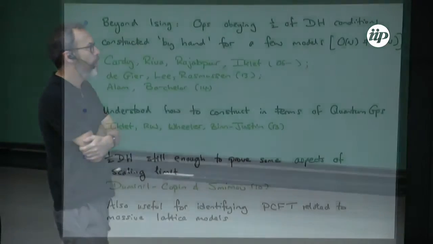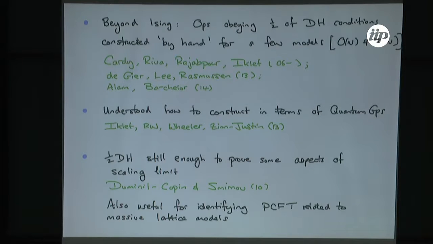So what about beyond Ising? Well, beyond the Ising model, there are a few results, or there were a few results, for operators obeying what I would call half of the discrete holomorphicity conditions. And these were essentially constructed by hand in various lattice models, and the two that were looked at most were the O(N) model and the Z_N model. And it was an understanding that the existence of these half discretely holomorphic operators had something to do with integrability. So you write down a lattice model, you write down a candidate operator, and you can get this thing to obey the discrete holomorphicity conditions in the case when it's integrable.